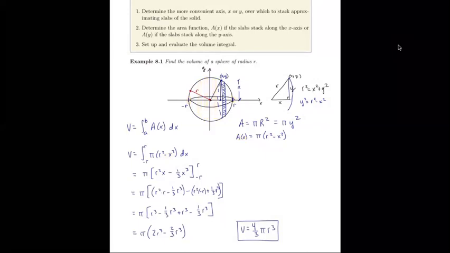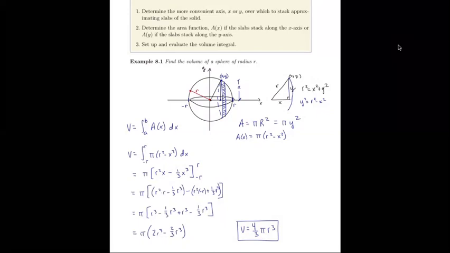And when we're done, we end up with 4/3 pi r cubed. The rest of that is just a polynomial integral. Remember that r is just a constant, so when we integrate, it just remains as r squared, but we evaluate at negative r and r. When we combine all our like terms, we arrive at our volume of a sphere. So we've used volumes by slabs to prove the formula for the volume of a sphere.